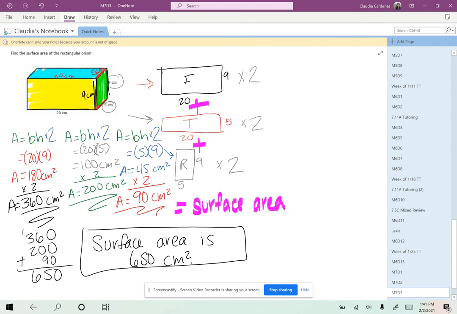So you're going to be practicing more just like we did here. The first thing I want to see is you drawing out your picture. The second is writing your formulas, substituting your numbers into that formula, and then adding your areas together to find the total surface area.